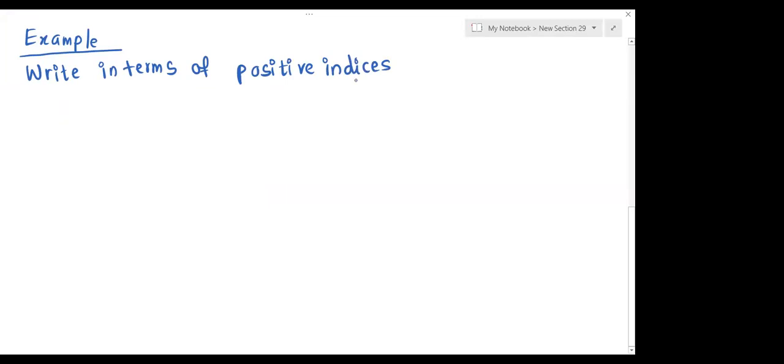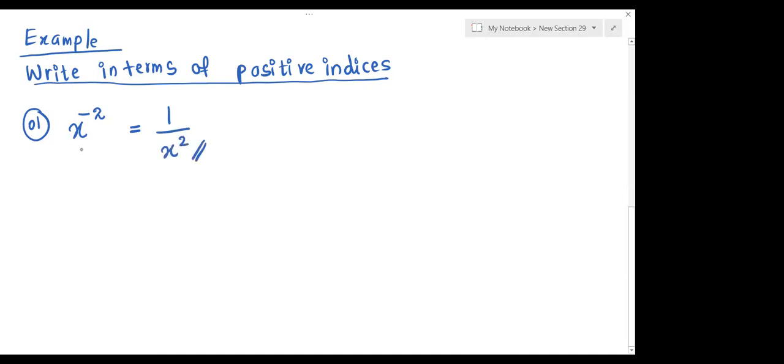This command is very important. They are asked to write in terms of positive indices. That means you have to convert the negative index into a positive index. Look here, x to the power of minus 2. Then how do we write this? It is written as 1 upon x to the power of 2. We have to take the reciprocal. That means the numerator and the denominator change.